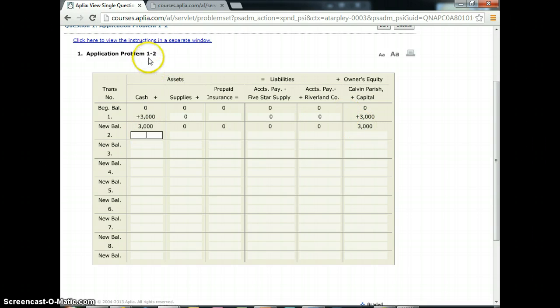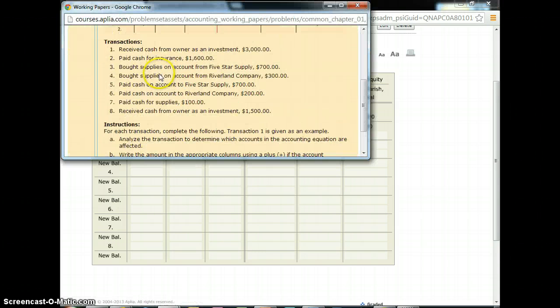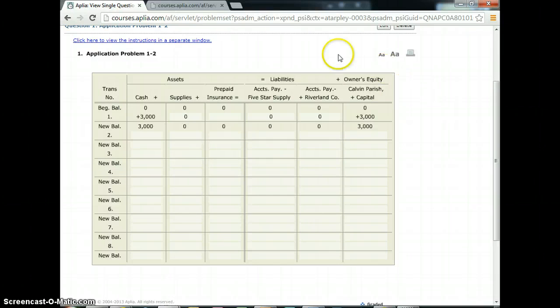You know what? I'm feeling generous. Let's do number 2 together. Number 2 says, paid cash for insurance, $1,600. So if I paid cash for insurance, I'm going to use my cash account and my insurance account. Right here at number 2, I'm going to either increase or decrease cash $1,600, and then I'm going to increase and decrease prepaid insurance $1,600.